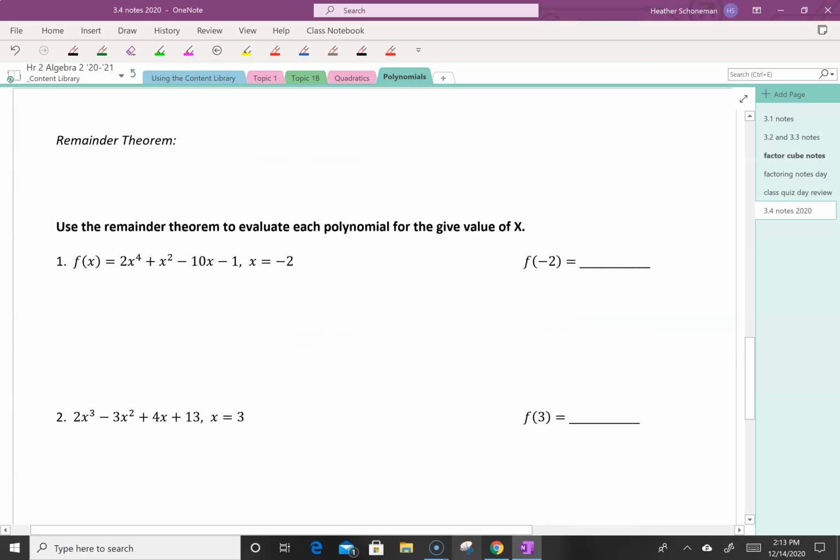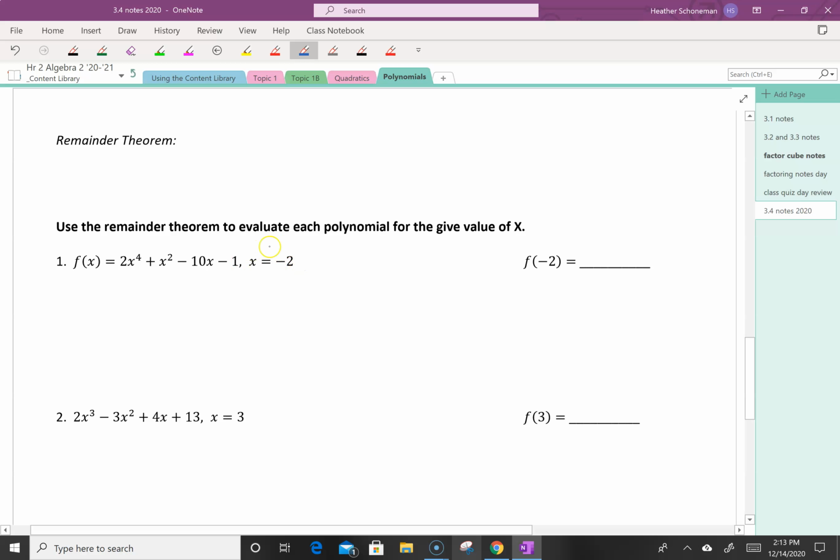Now, we have what they call the remainder theorem, and I'm not going to write it all out, but the remainder theorem, when you're doing synthetic division, is that if you're trying to evaluate the function, like evaluate it when x is -2 or when x is 3, then you can use synthetic division, and whatever the remainder is, that's your answer for the problem. So let's try this on number 1.